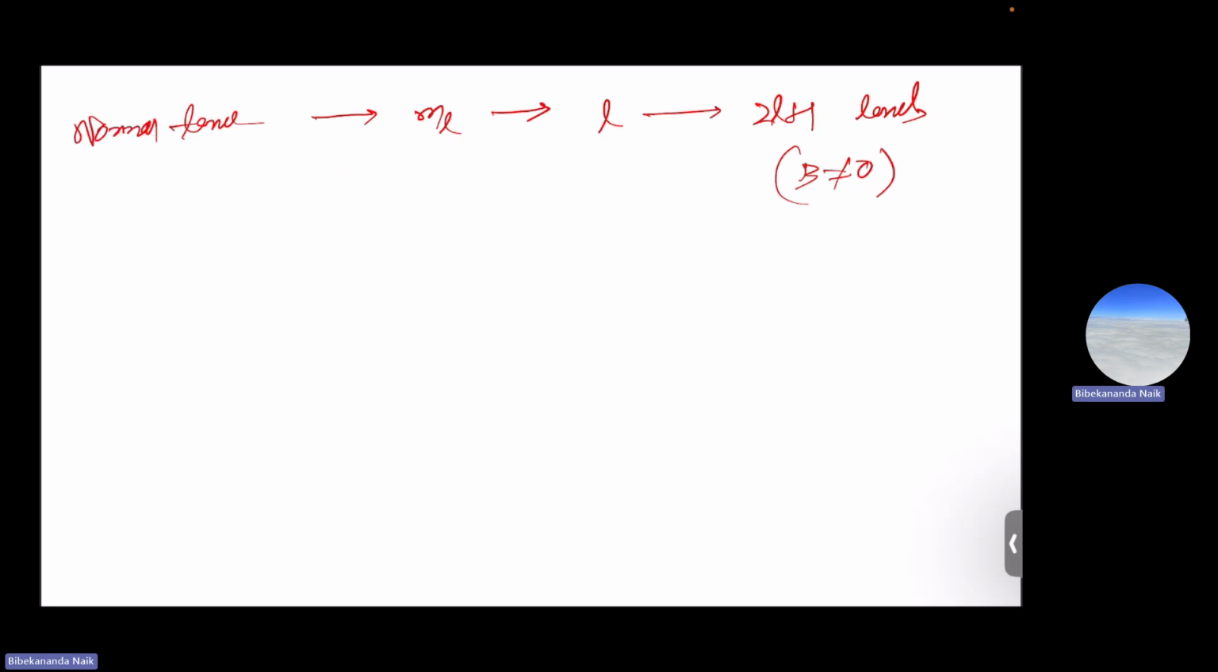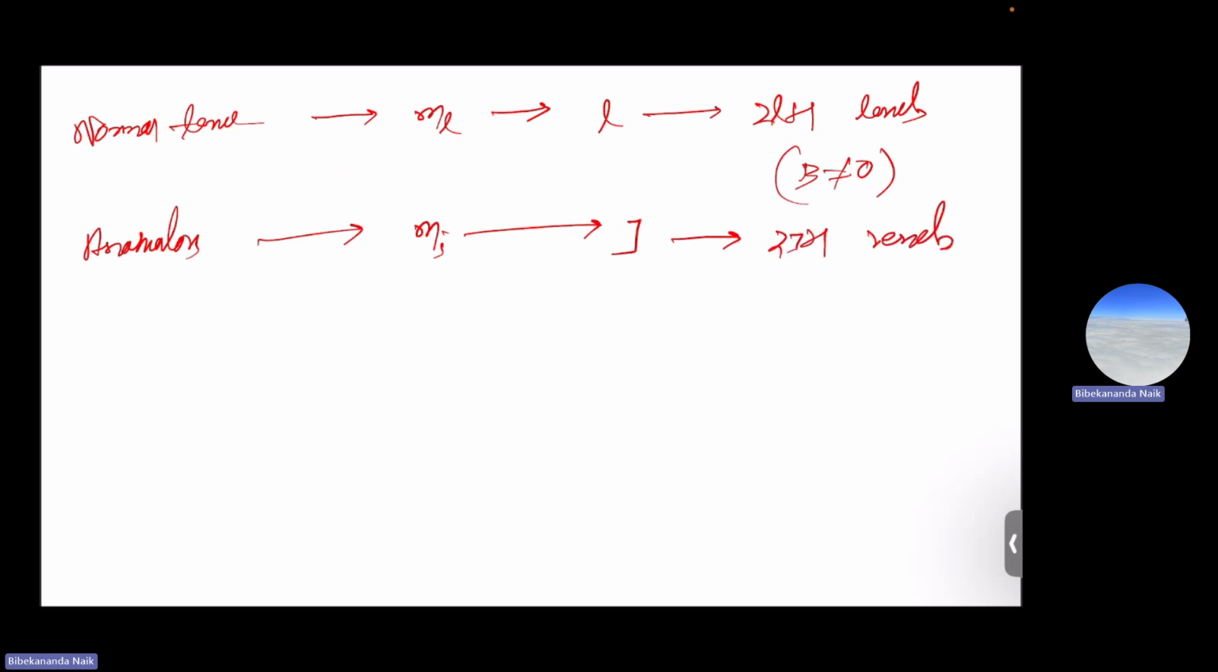Like in the previous case, the level was split depending upon the ml values. If the value is L, it will be split into 2L plus 1 levels in the presence of a magnetic field. So this was the normal Zeeman effect. Then in anomalous Zeeman effect, Mj will play an important role, so the level will be split into 2J plus 1 levels.